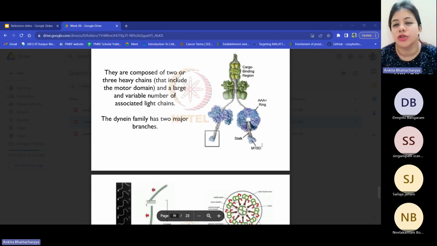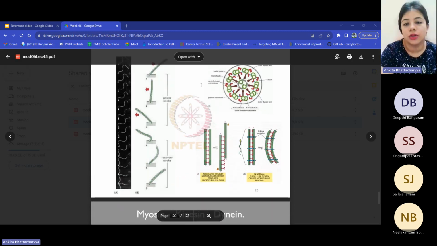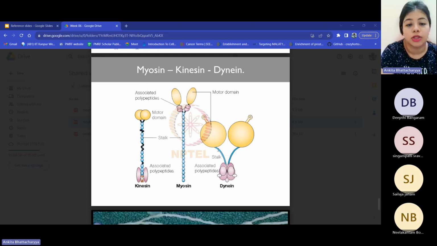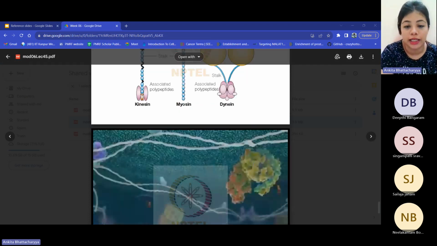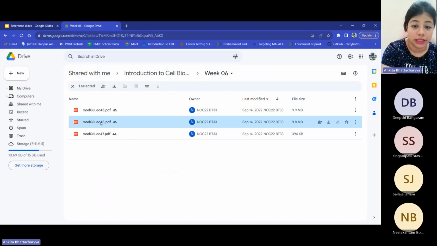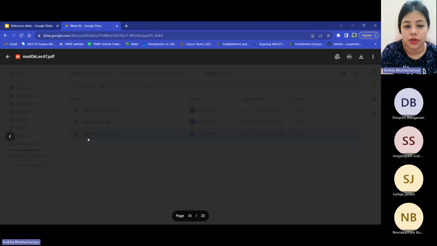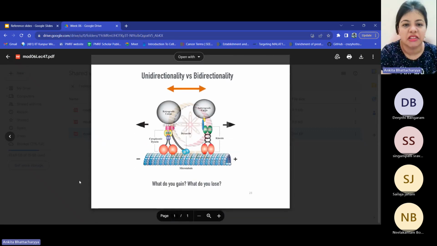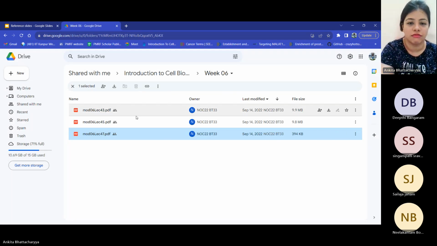This is the structure. As you can see, they are composed of 3 heavy chains, with a large number of light chains associated with it. And dynein majorly has 2 branches. Then you can see the 9+2 arrangement of the axoneme, the movement of these individual filamentous structures, and a comparison between kinesin, myosin, and dynein as well. The debate upon unidirectionality and multi or bidirectionality was also extensively covered in the lecture there. And I think that stops the presentation there.